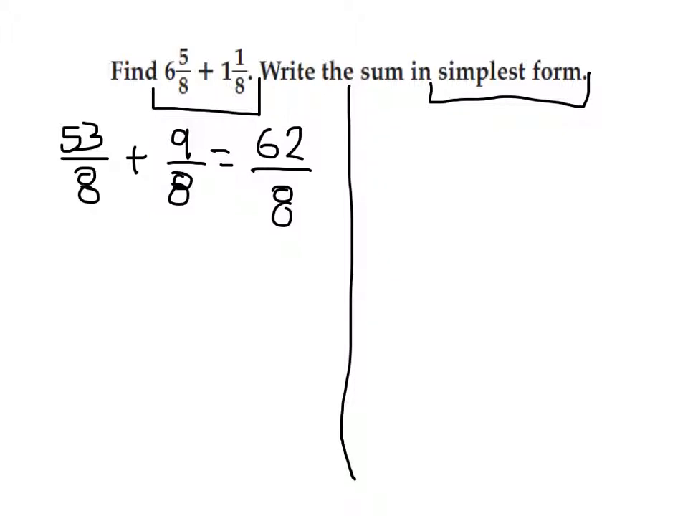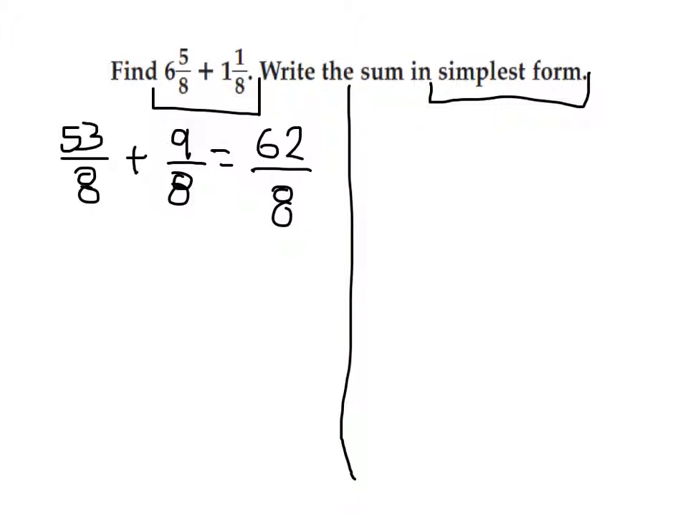All right, in the first method, we change our mixed numbers into improper fractions. To quickly go over this skill, we take the whole number and multiply it by the denominator. 6 times 8 is 48. We take the numerator and add that to the 48, and that's where we got 53. The denominator stays the same.